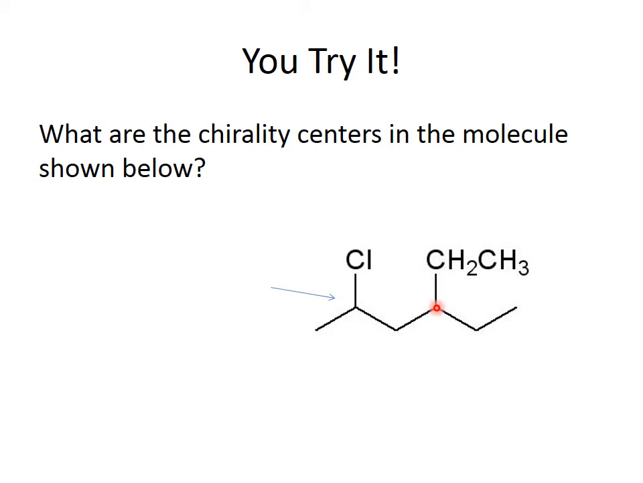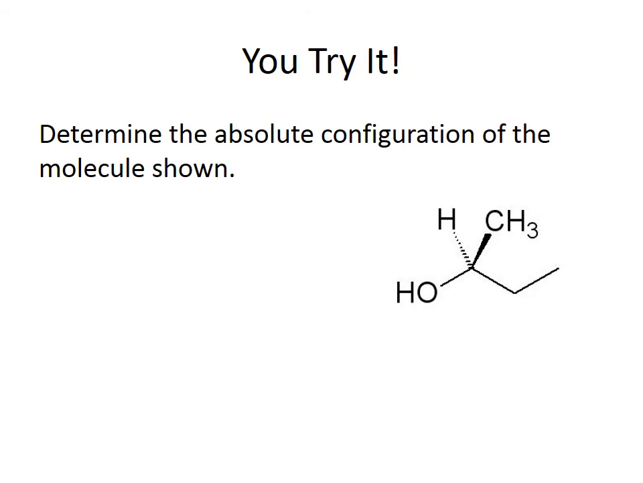You might have looked at this carbon and said, this group is different from this group, but it's not. This is an ethyl group, and this is an ethyl group. So this carbon has 2 groups that are the same. It is not chiral. What is the absolute configuration of this molecule?